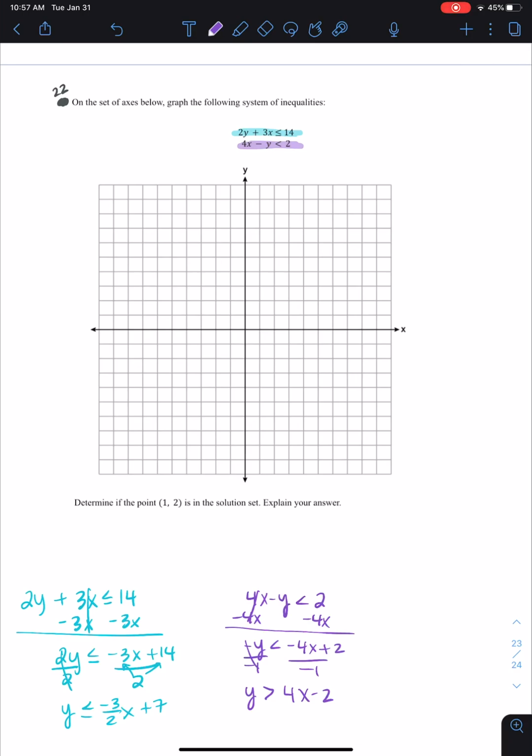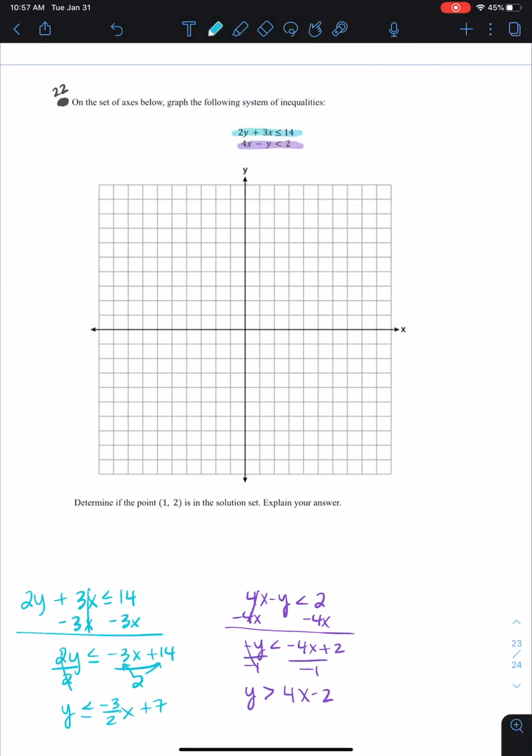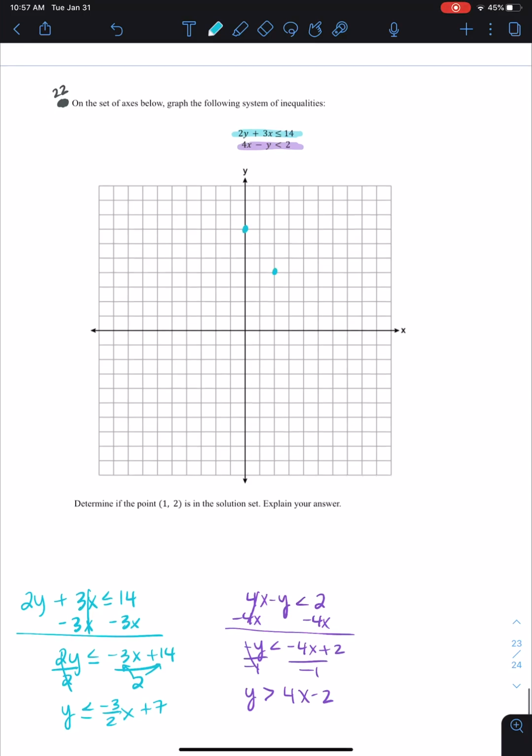All right, so now we're going to graph these two equations. The blue equation has a y-intercept of 7 and a slope of negative 3 over 2. So we go down 3 and to the right 2, then down 3 and right 2, and down 3 and right 2 again. And the line will be solid because it is less than or equal to.